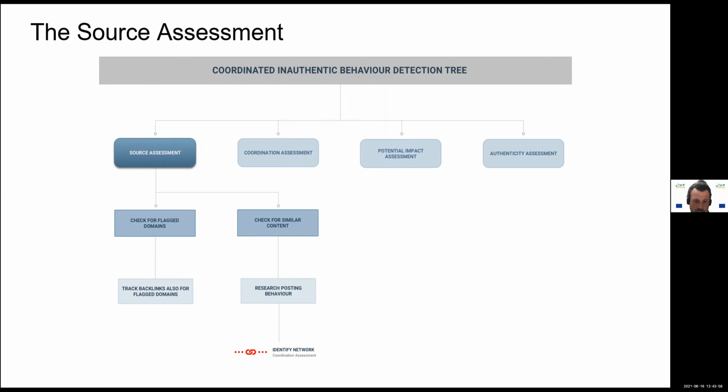We also have the check for similar content criterion. Most of the time, it can be used by running an exact search operator on a search engine, but some CIBs are more developed, and you will have to develop more complex research, for example, a sequence of hashtags. Sometimes the content is different, the body of the message is different, but it will use the exact same sequence of hashtags or mentions.